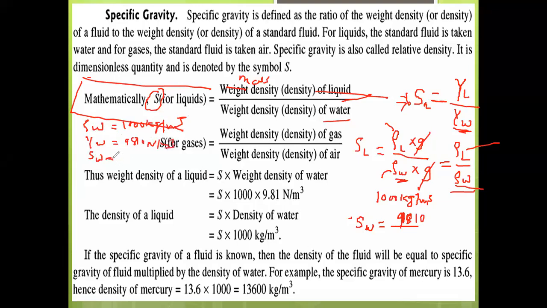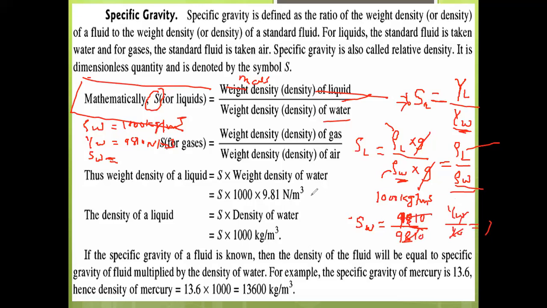And S W, that is, the specific gravity of water. According to the mathematical expression, S L is equal to gamma L upon gamma W. Now we want to find out the specific gravity of water. In the numerator we will have 9810, and in the denominator again 9810. It will get cancelled, or directly you can write gamma W upon gamma W, it will get cancelled and you will get the value as 1.